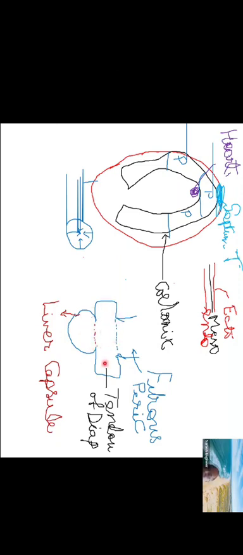Here, what is happening is the central tendon of the diaphragm itself has given out a prolongation, which is going all the way into the thorax, all the way till the deep fascia of the neck. That means it is passing through the whole length of the thorax till the deep fascia of the neck. And this extension is called fibrous pericardium. What I'm showing you is a section.